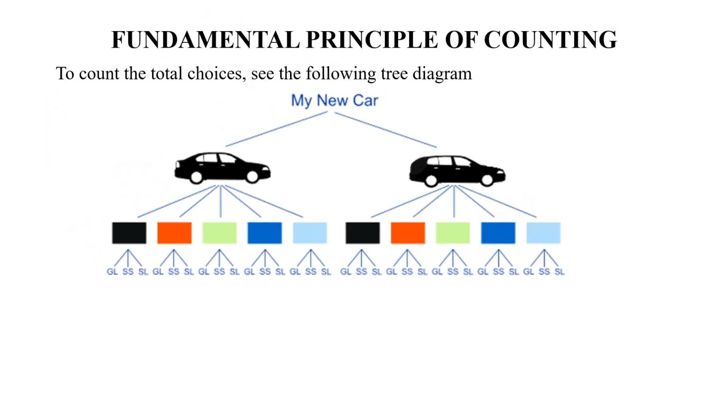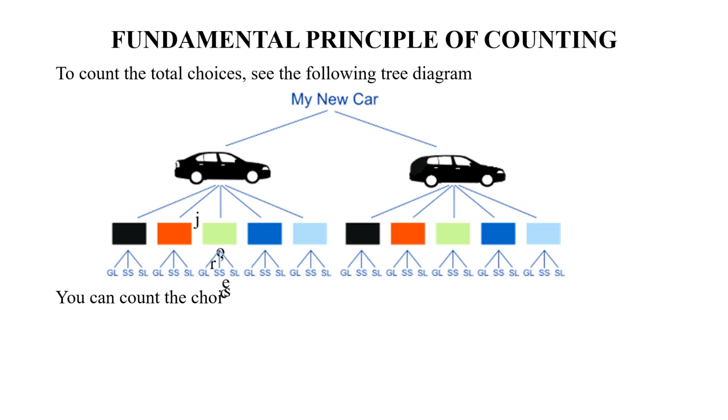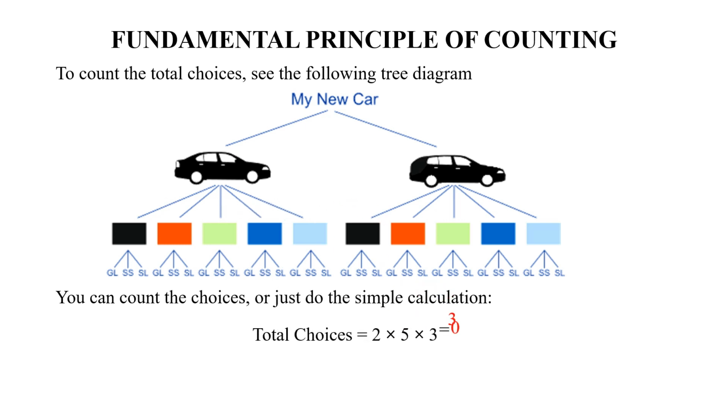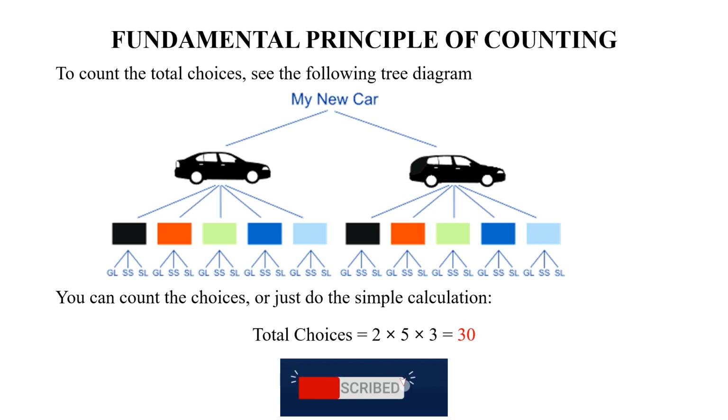To count the total choices, see the following tree diagram. Construction of a tree diagram is very simple. I have started the tree diagram from body style. We have 2 body styles, followed by 5 colors and 3 models. So we have 2 multiply by 5 multiply by 3, which is equal to 30. So there are 30 possible choices.